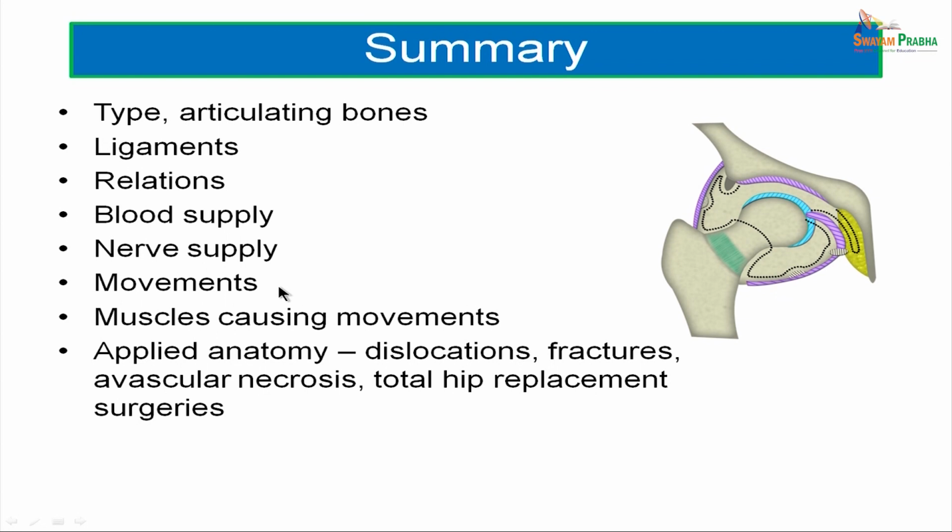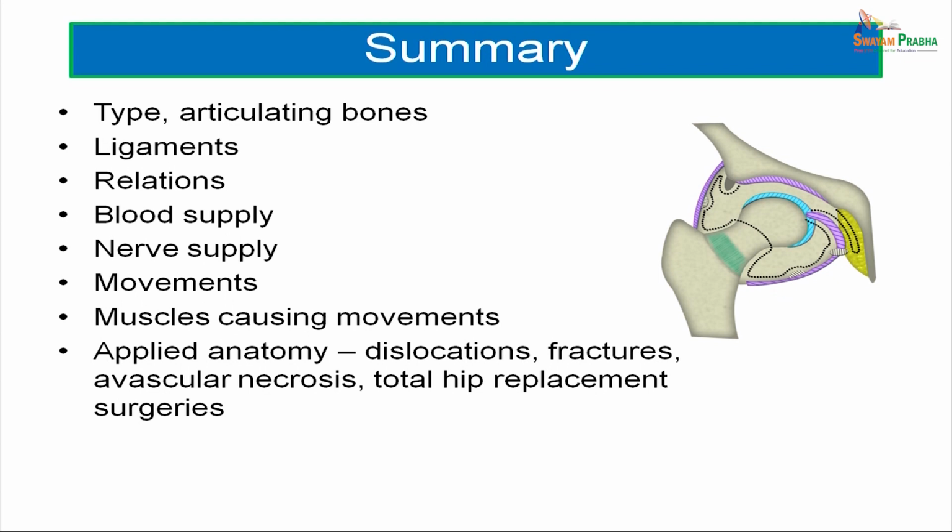We have seen the three sets of movements which occur at the hip joint. This includes flexion, extension, abduction, adduction, medial rotation and lateral rotation. We have seen the various muscles which cause these different sets of movements. We have seen the various aspects of applied anatomy, which include the posterior dislocations of the hip joint, the anterior dislocations of the hip joint, the congenital dislocations of the hip joint, which are more common in the females. We have seen the various types of fractures which involve the neck of the femur.